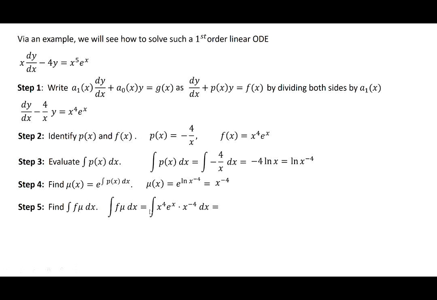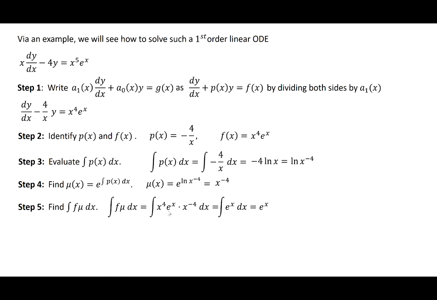Right? And would you agree that the integral of this is just e to the x? What? How'd you get that, man? Well, x to the 4 times x to the negative 4 is just 1. So 1 times e to the x. And that's e to the x. Right? Integral e to the x dx is e to the x.